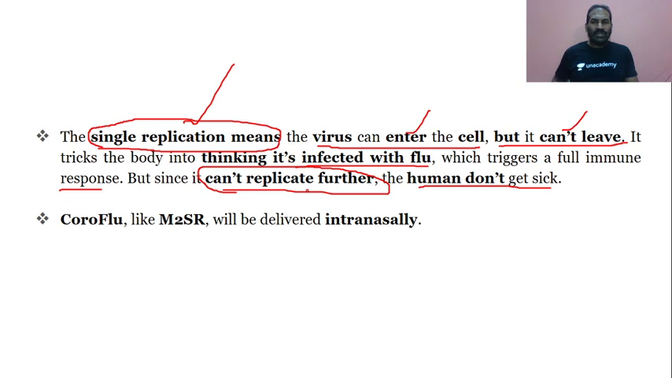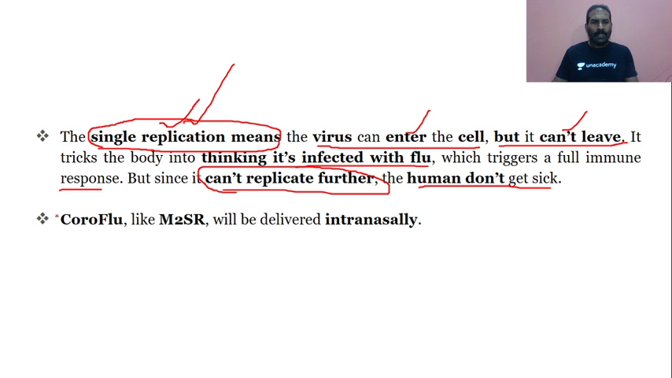Even though it gets into the human cell, and it wanted to take the human cell as a host or reservoir, it cannot prove it as a reservoir because it is not replicating, as it is a single replication. So this could again be asked in the prelims, in science and technology: what does single replication mean in the M2SR? That means it will enter the cell but it can't leave the cell.